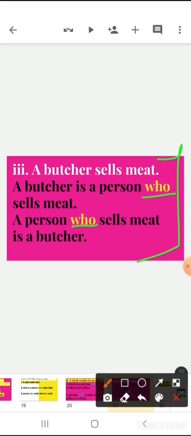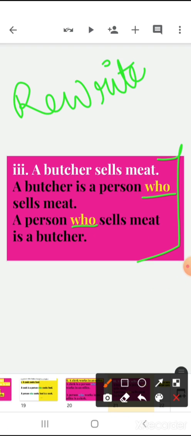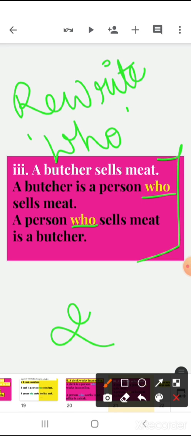Meaning of all these three is the same. Only what we have to do? We have to rewrite it using who. And we have to make two different sentences. But make sure that the meaning of both the sentences which we are making is the same as given in the question. Done?